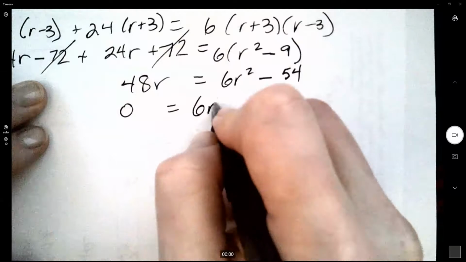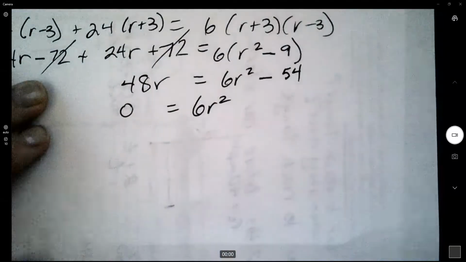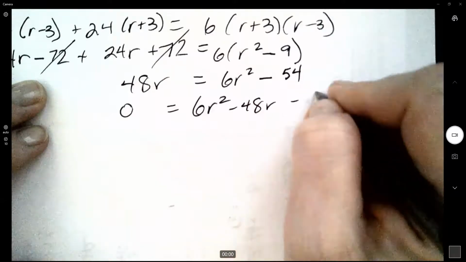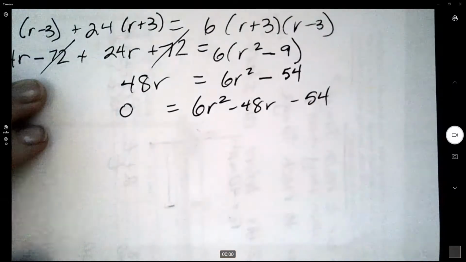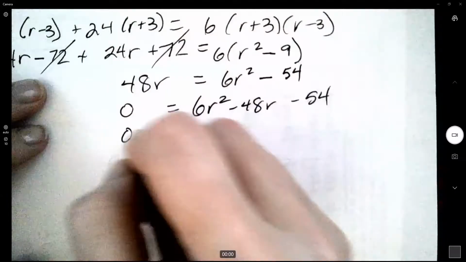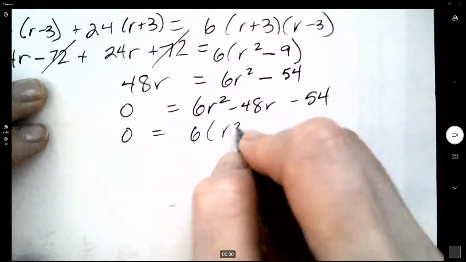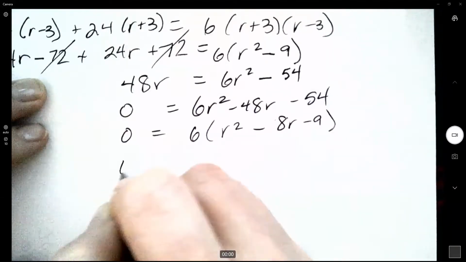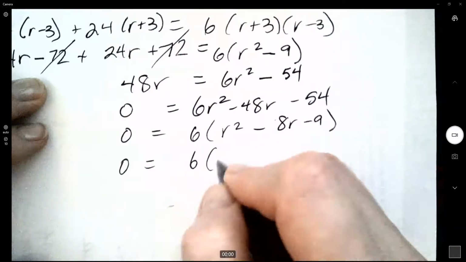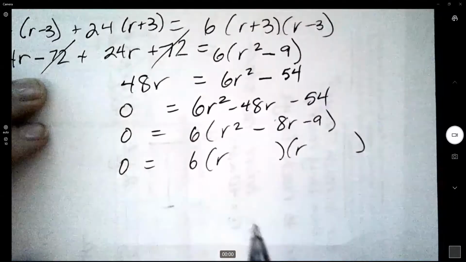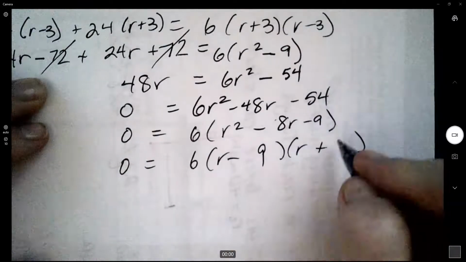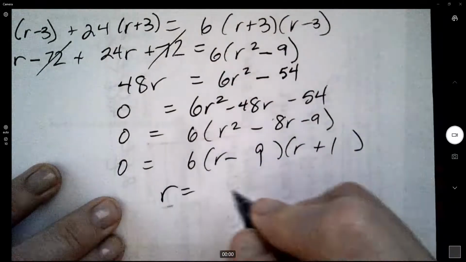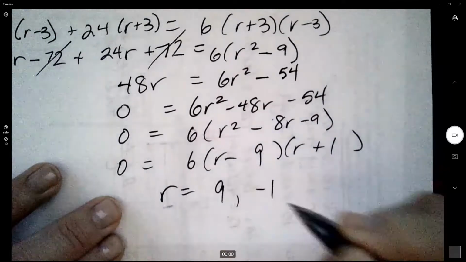So we have 6r squared. I'm going to subtract that 48r over to the other side. And then I can factor and solve. I'm going to pull out a 6, and then factor this into two binomials. So I'm going to have minus 9 and plus 1. So that means r could either be 9 or negative 1.